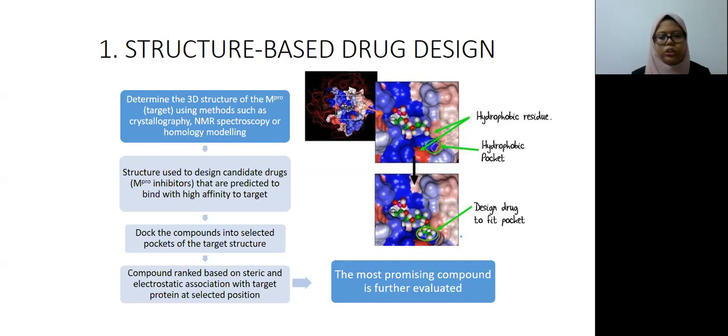This compound will then be ranked based on its steric and electrostatic association with the target protein at the selected position, and the most promising compound will be further evaluated for development into a drug to treat COVID-19.